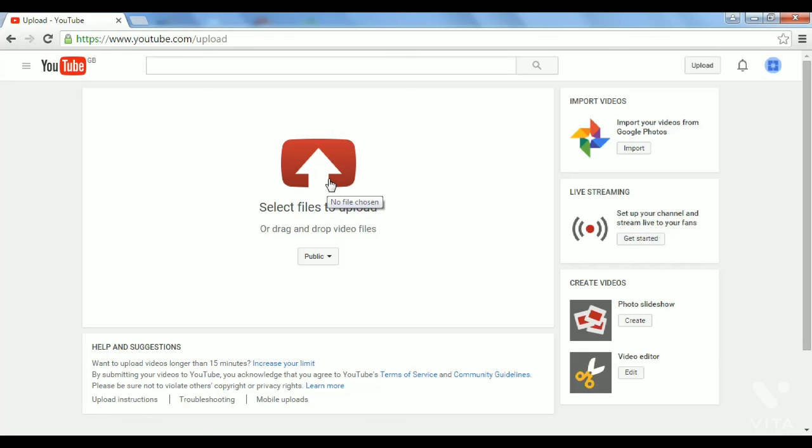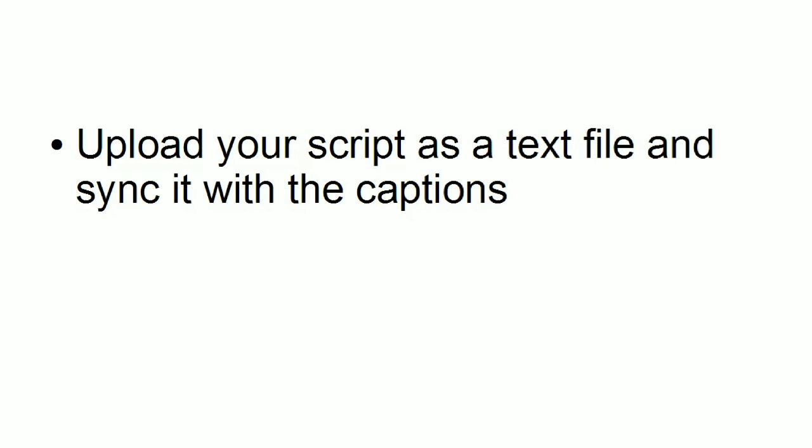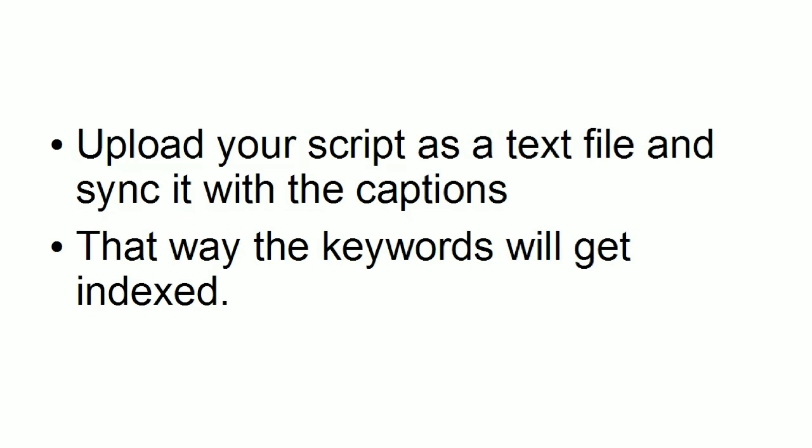It's all fairly straightforward. You also want to upload your script as a text file and sync it with the captions. That's why I said it's so important that you do actually write it all down, because that way the keywords will get indexed and your YouTube video will be much more likely to show up. And so therefore, once you get a top-rated YouTube video, you may be fortunate and you can get that onto the first page of Google. So there you go, a quick and easy way to get some free traffic via YouTube.